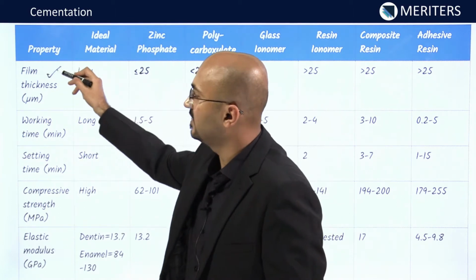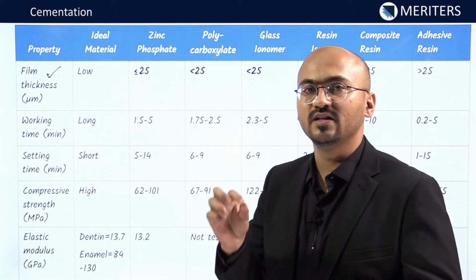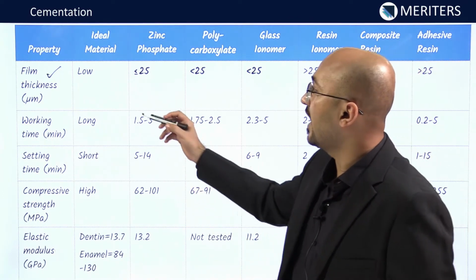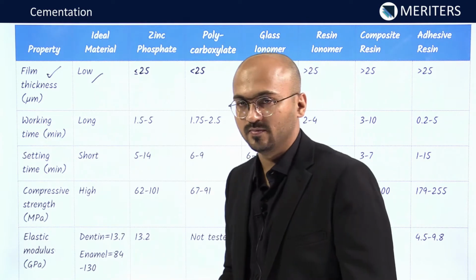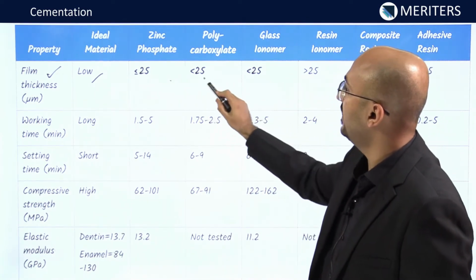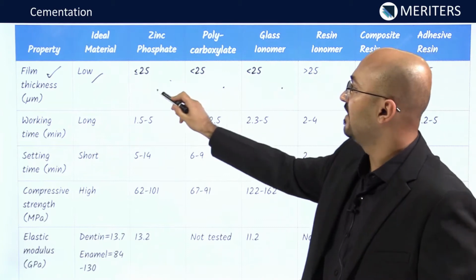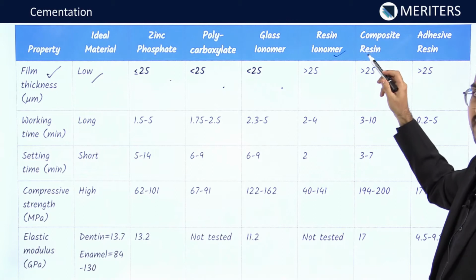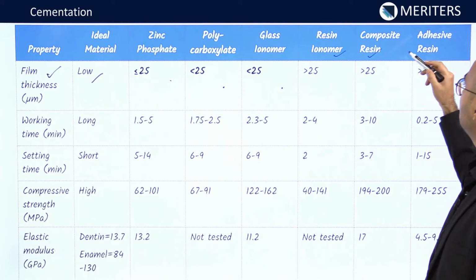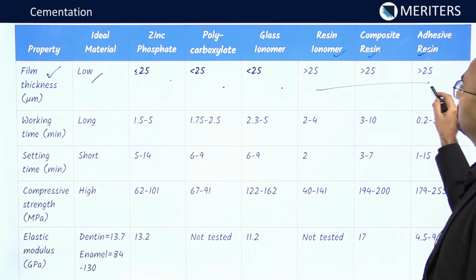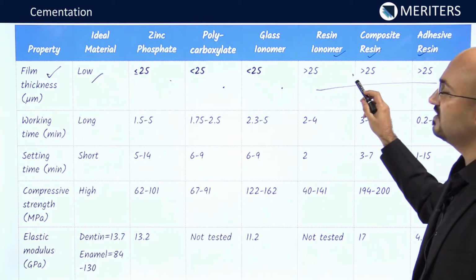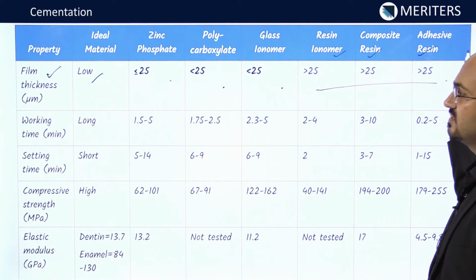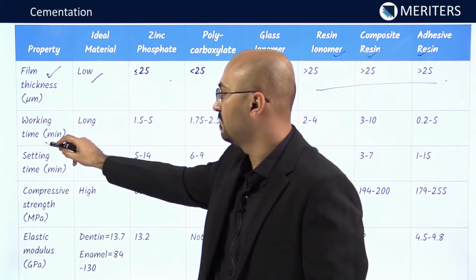The first one is film thickness. Film thickness meaning the minimum thickness of the cement that can provide luting agent property. So ideally it should be low. We do not want very thick cements. So cements like zinc phosphate, polycarboxylate, glass ionomer have less than 25 microns luting thickness, whereas resin ionomer, that is resin modified glass ionomer cement, composite resin and adhesive resin have greater film thicknesses. So you will need a thicker die spacer for these three cements, that is resin modified GIC, composite and adhesive resin.